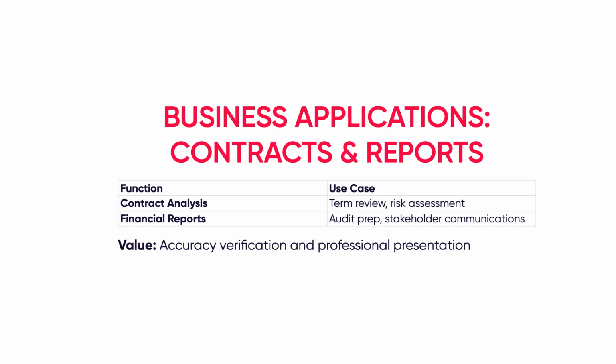Self-correction also excels in contract analysis and financial reports. For contract analysis, use it for term review and risk assessment. The value is accuracy, verification, and detection of overlooked details that could be costly later. In financial reports, apply it to audit preparation and stakeholder communications. You get data accuracy and professional presentation standards that reflect well on your organization. Both require high accuracy where errors are costly, comprehensive coverage where missing details create problems, and professional standards that reflect on your business.